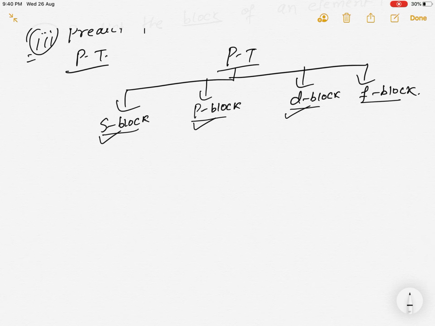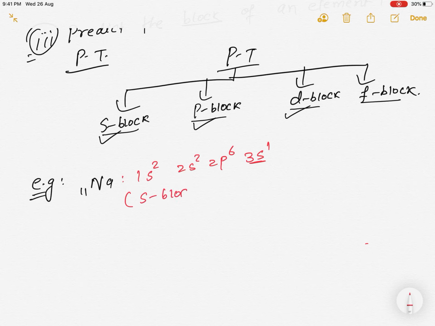Fine. Let's see a few examples. Sodium, atomic number 11. If you write the configuration, you find it's 1s2, 2s2, 2p6, and 3s1. What do we see? Where does the last electron enter? The last electron is going into the S subshell. 3s is an S subshell belonging to the third shell, right? So sodium is an S block element, no doubt about that.